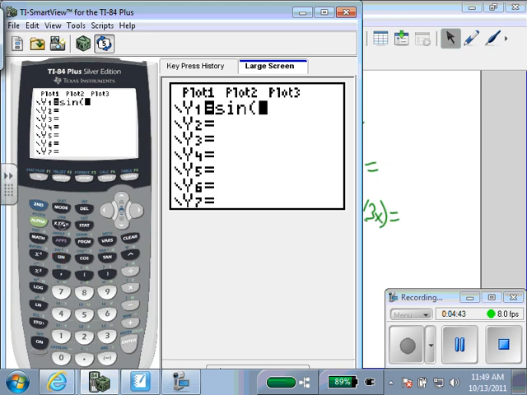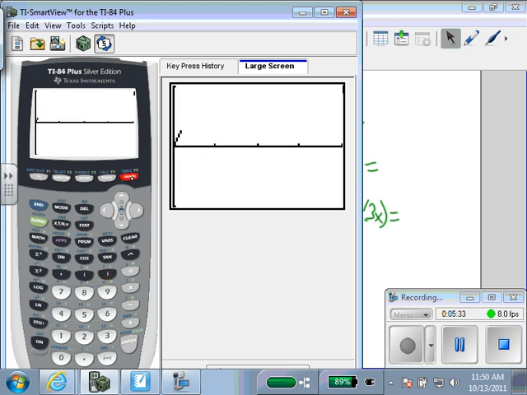Sine 2x cosine x minus cosine 2x sine x. Okay, that's a single sine wave.